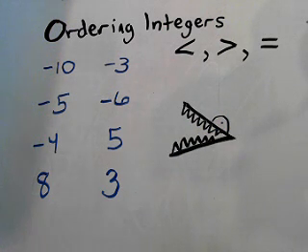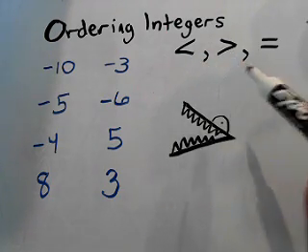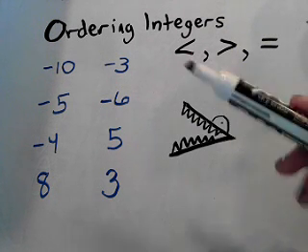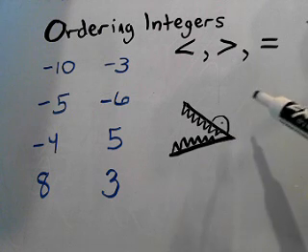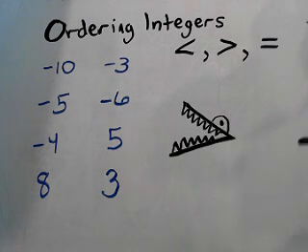Think of the alligator mouth. It opens towards the bigger number. That way you don't have to kind of memorize which one's less than, which one's greater than. It's which one is the bigger number, and it should open towards that because the alligator wants to eat the bigger number. So if you've seen that before, it's kind of silly, but it's actually really helpful when it comes to these. They're not hard. They're just so easy that they're easy to mess up.